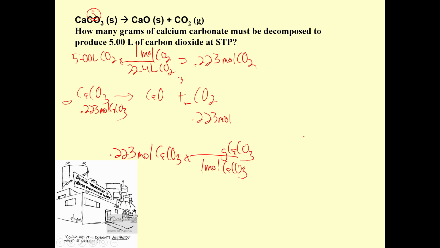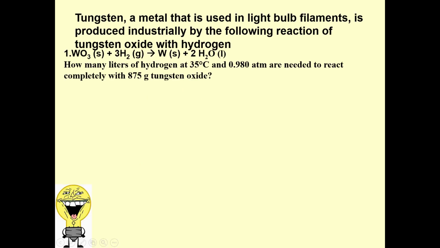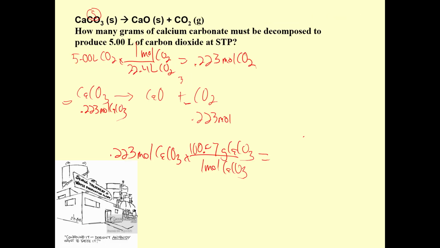So I need to go to the periodic table and add up calcium. 40.06 plus 12.01 plus 48 is 100.07. So 0.223 times 100.07 is 22.3 grams of CaCO3.